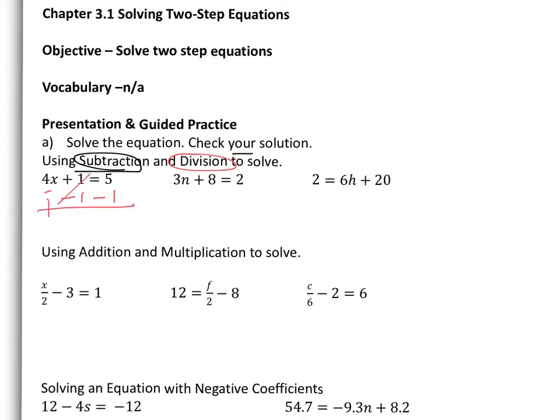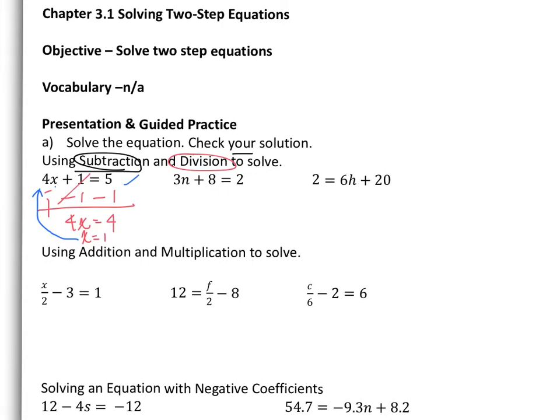I'm going to bring down the 4x. 5 minus 1 is 4. x equals 1. I'm going to mentally plug in 1 for x in the original equation to see if it works. 4 times 1 is 4, plus 1 is 5. Check, it works.